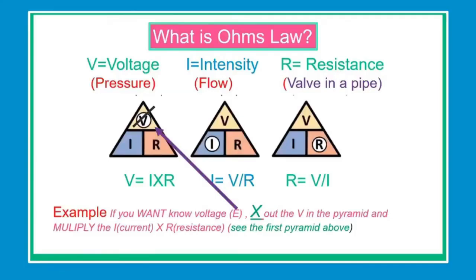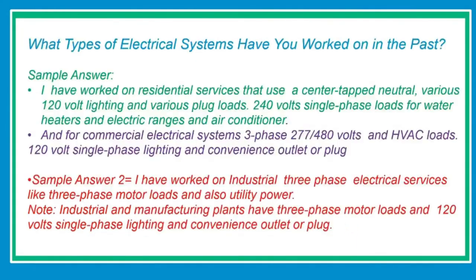Question number 2. What is Ohm's law? Ohm's law is the formula to calculate the relationship between voltage, current, and resistance in a circuit. And the formula is V equals I times R, I equals V over R, and R equals V over I. If you want to know the voltage, cross out the V in the pyramid and multiply current and resistance. See the first pyramid above.